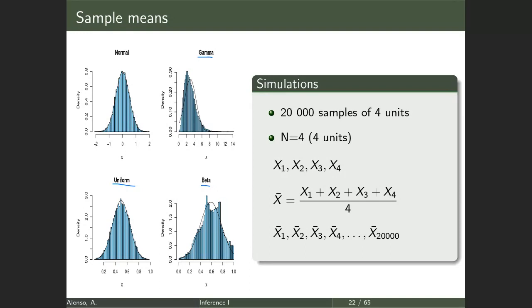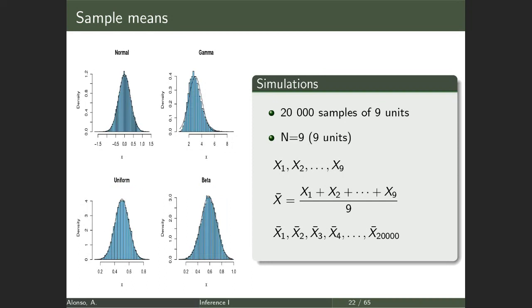Okay, that's interesting, but I just had a sample of 4. What if I increase my sample size? What if I consider a sample of 9 and I repeat the same simulation, but now considering sample means based on a sample of 9 individuals? Then you get this. And this is even more interesting.